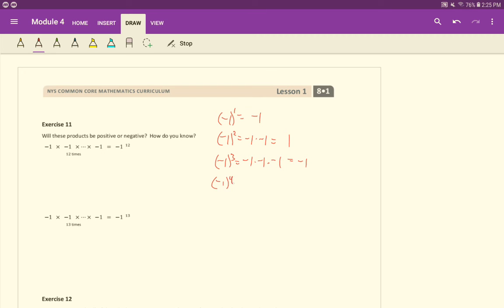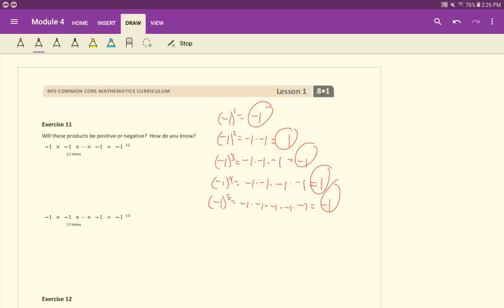Okay, negative 1 to the fourth. Want to guess what that one's going to be? Well, it's negative 1 times negative 1 times negative 1 times negative 1. Negative 1 times negative 1 is positive 1, times another negative 1 is negative 1, times another negative 1 is positive 1. And so we get positive 1. Negative 1 to the fifth: negative 1 times negative 1 times negative 1 times negative 1 times negative 1 equals negative 1. Okay, so you can see here our answers are either negative 1 or positive 1.